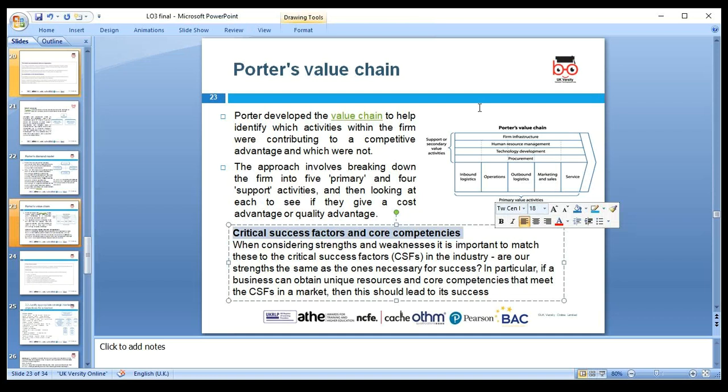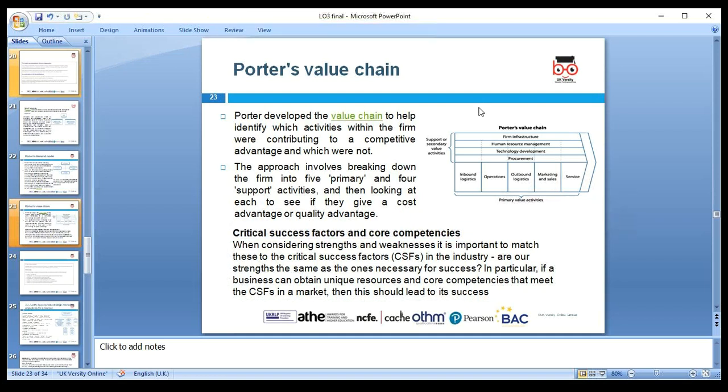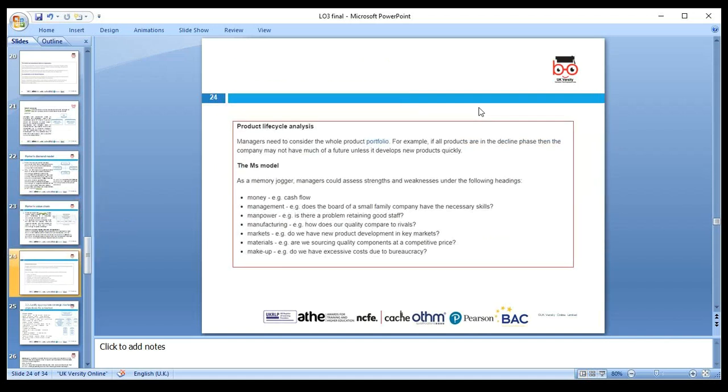That's the external. And then we look at the CSF. Every industry has a critical success factor. Think about customer service as the critical success factor in the hospitality industry. So we can look at what the critical success factors are for each industry. Then the product life cycle: we have introductory, growth, maturity, and decline.